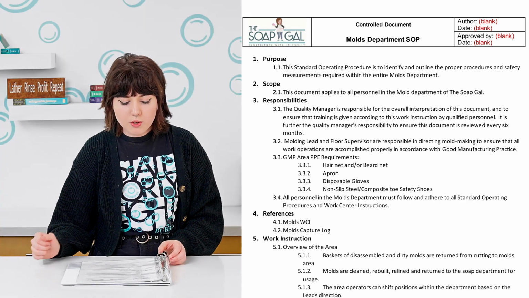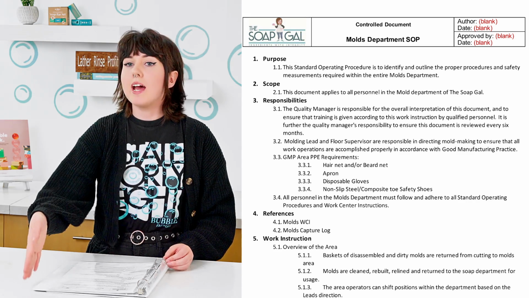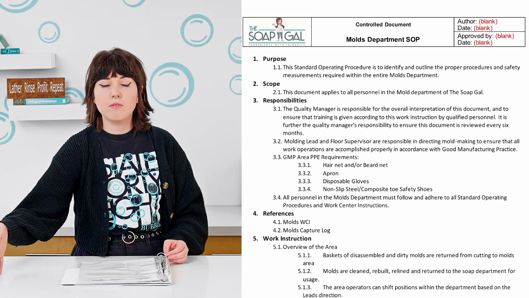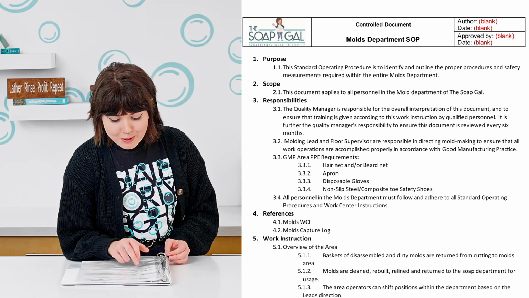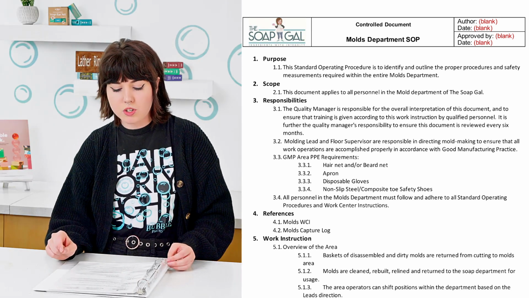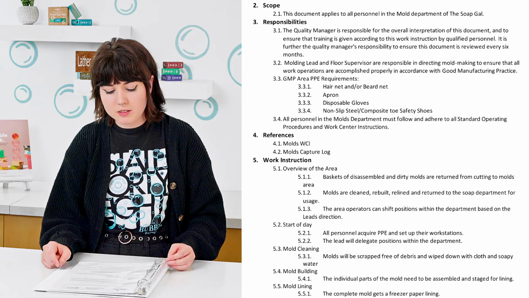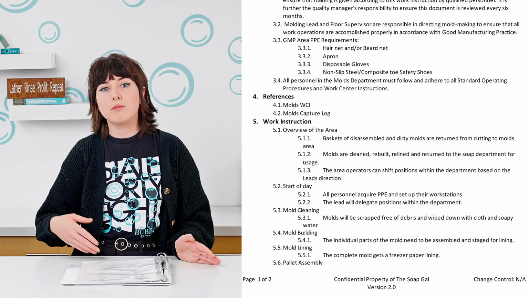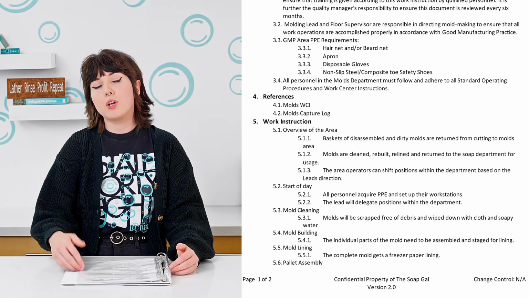And then in section 3 here, we have responsibilities. We assign this role that we have a job description for is responsible for XYZ, so filling out this document, for example, and turning it into production supervisor. Then here we have, as an example, molding lead and production supervisor are responsible in directing mold making to ensure that all work operations are accomplished properly and in accordance with good manufacturing practice. Then in section 4, we just have references. So if there are any other documents that need to be referenced in this SOP or the work instructions, you will save it and put it into that section.